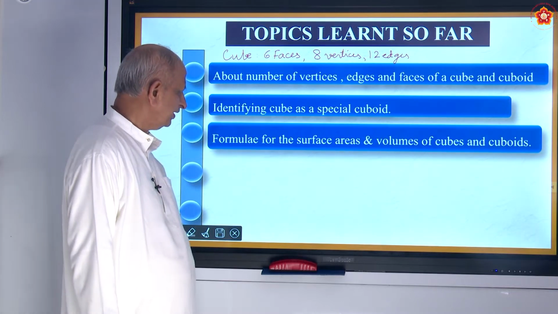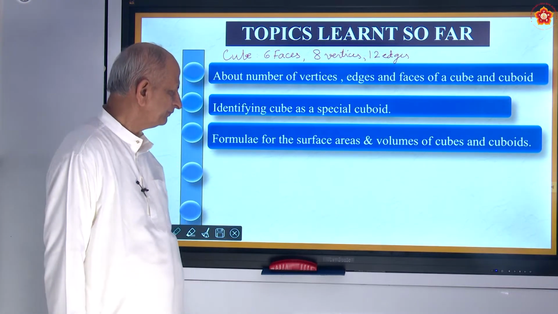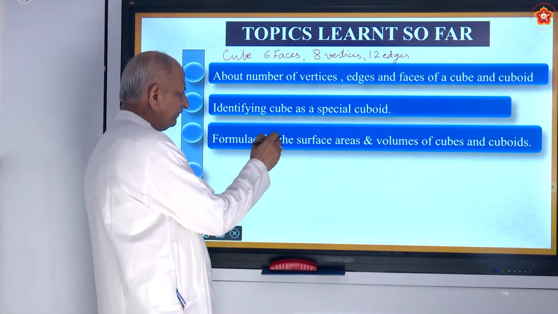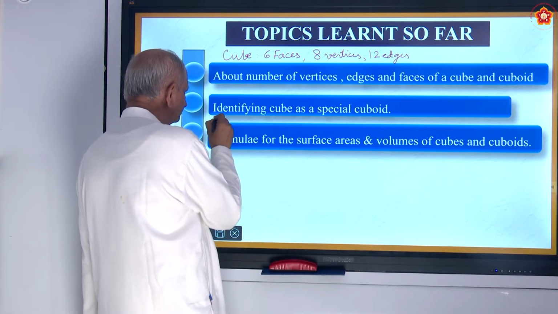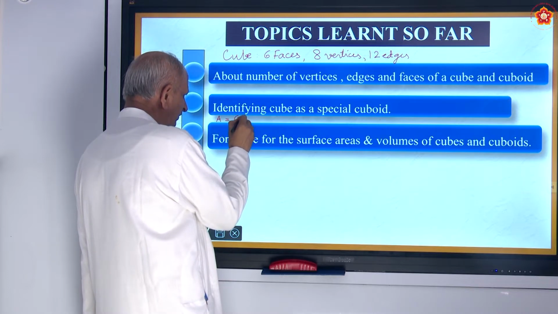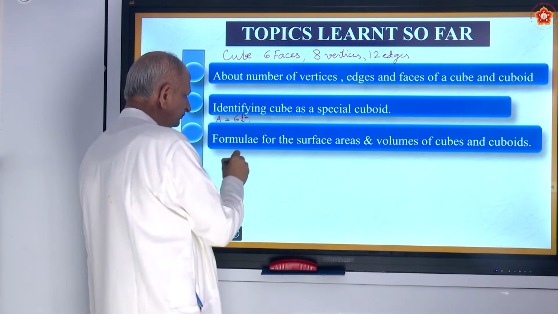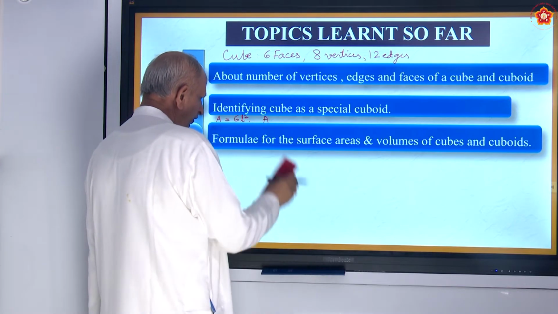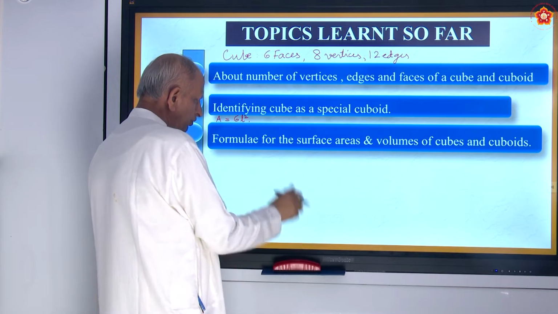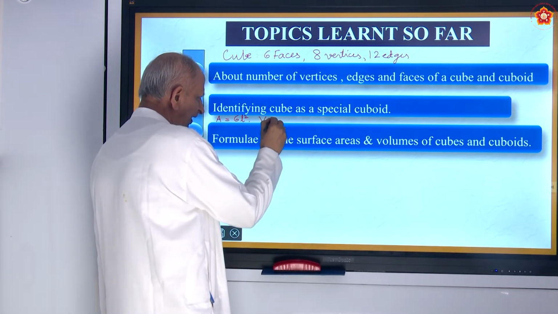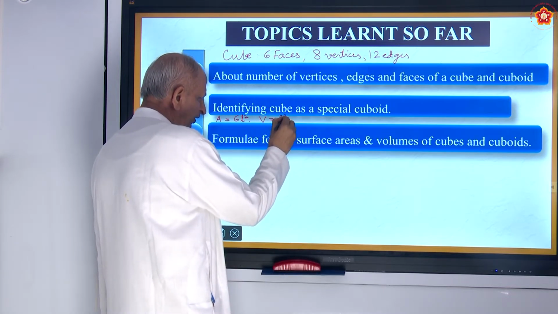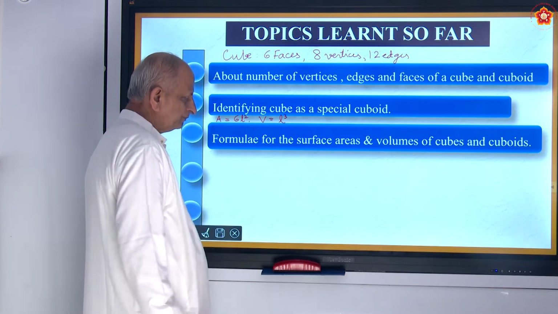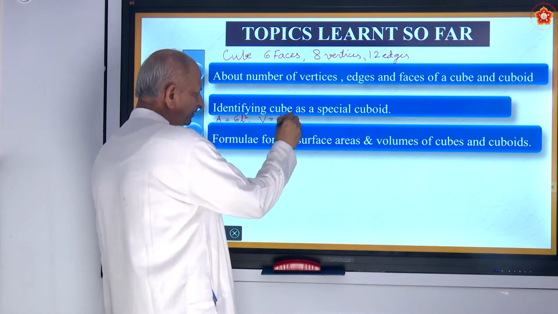Also we have seen the surface area and volumes. So what is the surface area of a cube? A is equal to 6L square. And volume V is equal to L cube, because length, breadth and height are equal for a cube, correct?